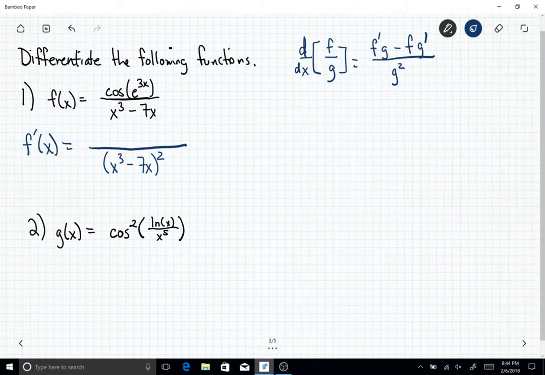So in this case we need the derivative with respect to x of cosine of e to the 3x times the quantity x cubed minus 7x. Oops, I don't need that squared. That's only in the denominator. And then minus, well, we'll just write the numerator first, just to be consistent, times the derivative of the denominator.